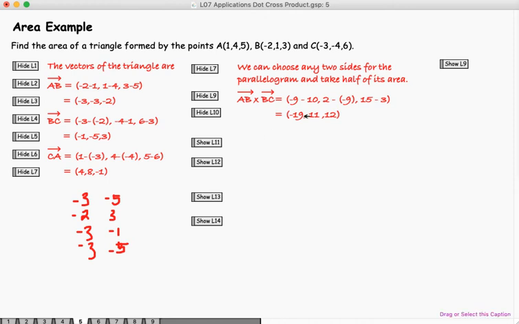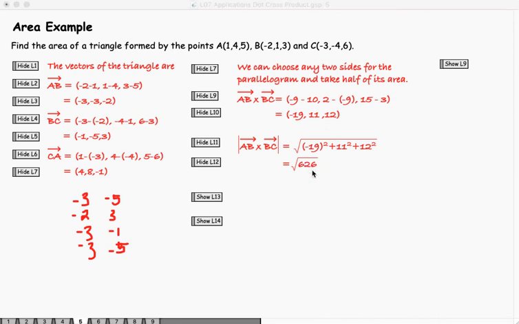So the magnitude of this cross product now is going to be -19 all squared plus 11 squared plus 12 squared, and we need to take the square root of that. So the magnitude of AB cross BC, from the Pythagorean relationship, is the X component squared plus the Y component squared plus the Z component squared. If we punch all of this into our calculator, 19 squared plus 11 squared plus 12 squared, we'll get the square root of 626. And we should probably make sure that there's no perfect square factors of that. So 2 goes into 626, 313 times, 313 is prime, so we can't simplify it from here.